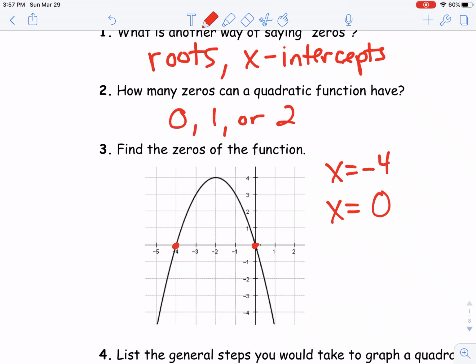0, 1, or 2. Because if you could draw one up here, like this, that never crosses the x-axis, that would have 0. You could also draw one like this, that just kind of grazes the x-axis at one point, like that. That would have 1. So you could have 0, 1, or 2.